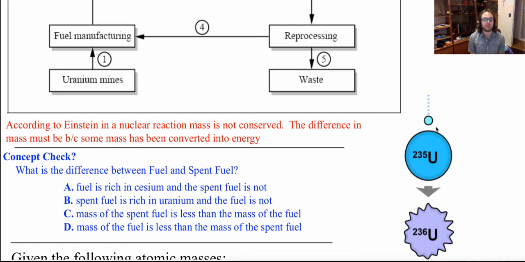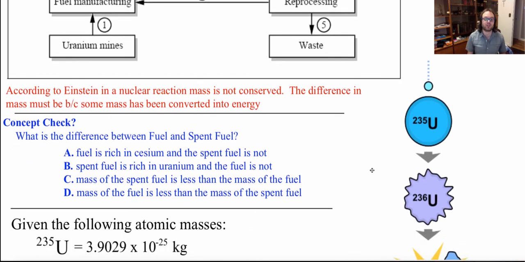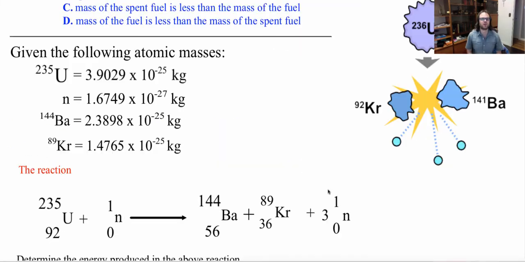Well, in this case, the mass of the spent fuel must be less than the mass of the fuel. And that's why there's so much energy given off, because of the mass difference. The mass change, or the mass defect, is the energy of what's happening. So now let's try and find the energy produced by nuclear fission of uranium-235.